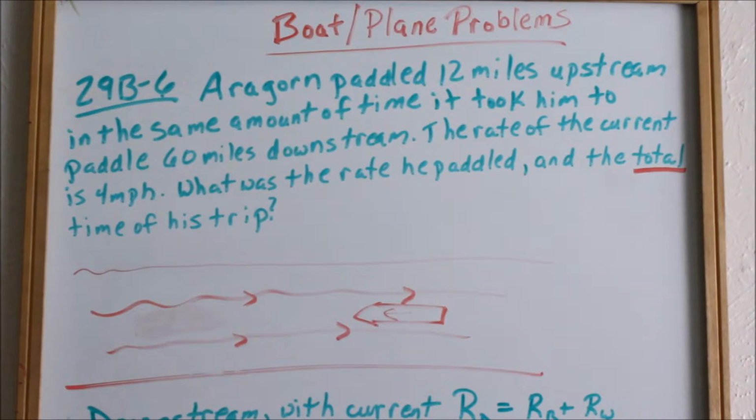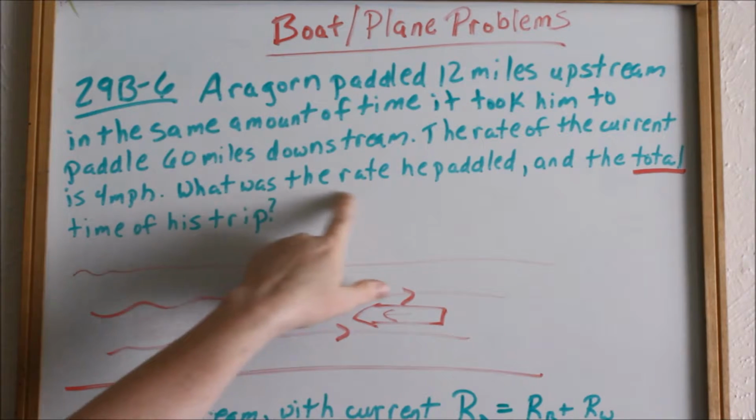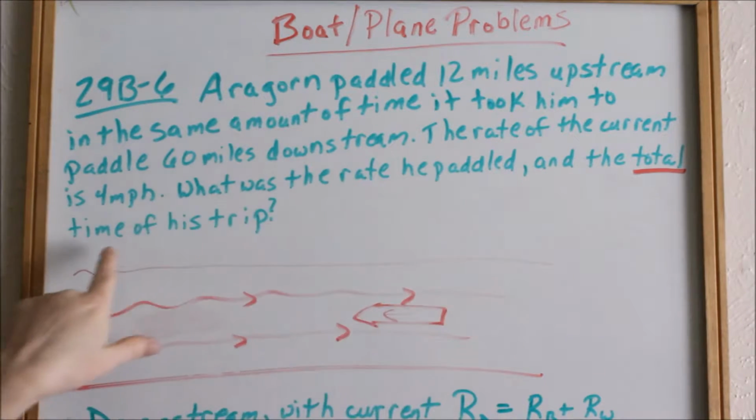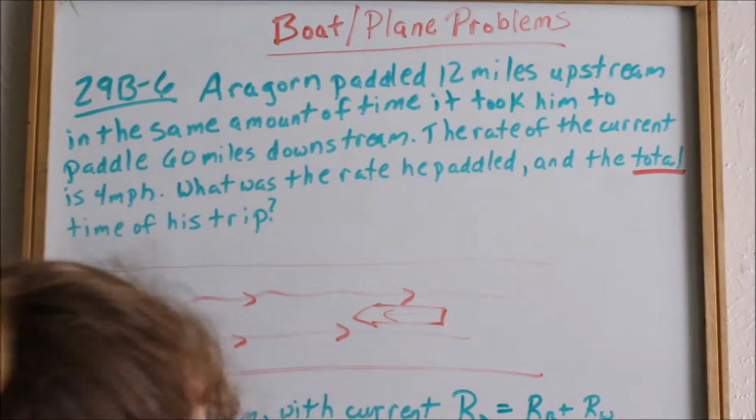Aragorn paddled 12 miles upstream in the same amount of time it took him to paddle 60 miles downstream. The rate of the current is 4 miles an hour. What was the rate he paddled? That's the rate of the boat. And what was the total time of his trip? So this keyword: total time.